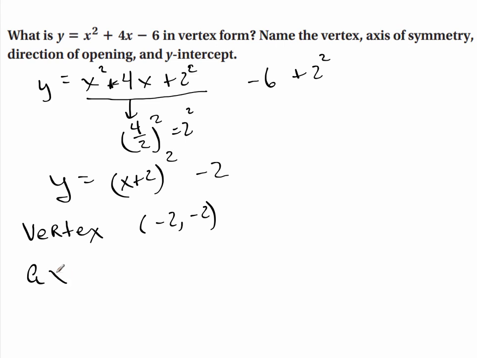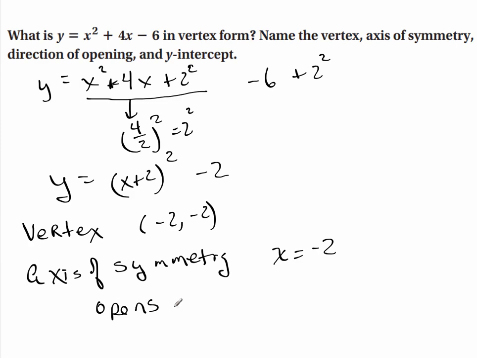The axis of symmetry is x equal to negative 2. The direction of opening, well, since this coefficient is positive, it opens up. And the y-intercept. Now, the y-intercept is going to be when x is 0. It's easier to go back to the original form. When x is 0, y is going to be negative 6.